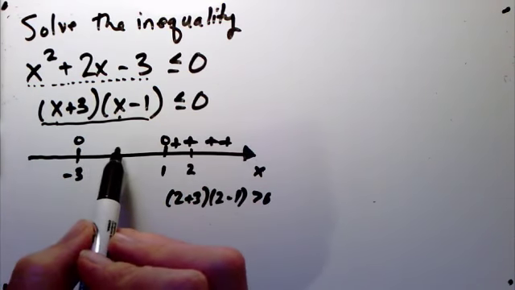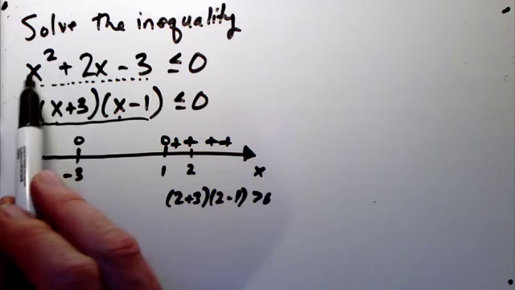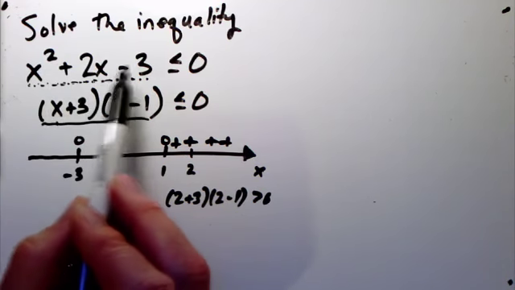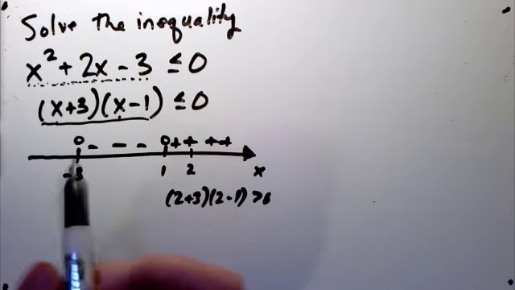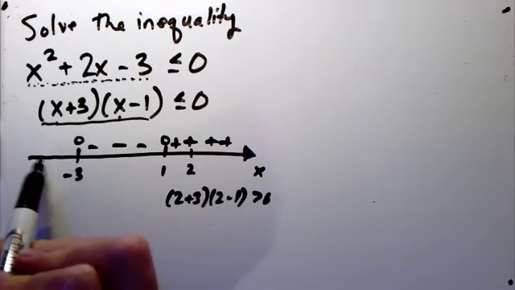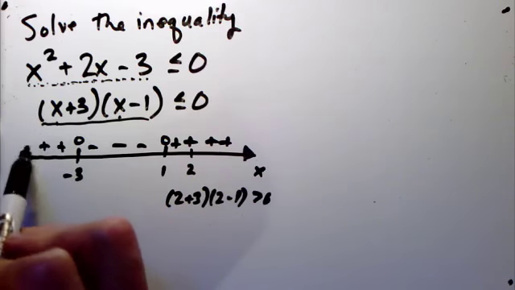Similarly, if we check the point 0, right, plug in 0, it's maybe easiest to plug it in here, we get negative 3, so it's negative at 0, therefore negative everywhere in that interval. Similarly, if you plug in minus 4, you can see that it's positive.